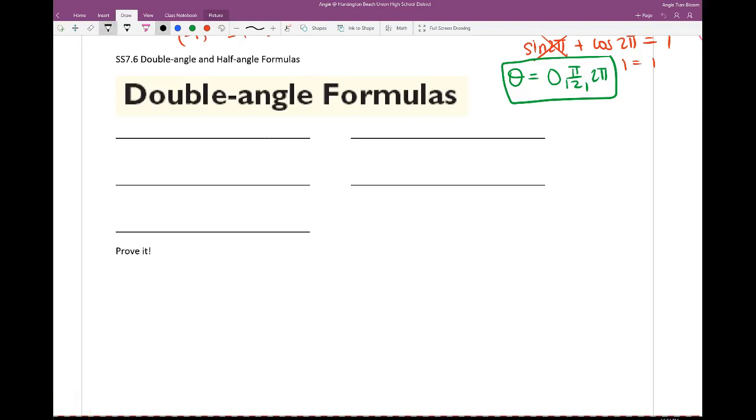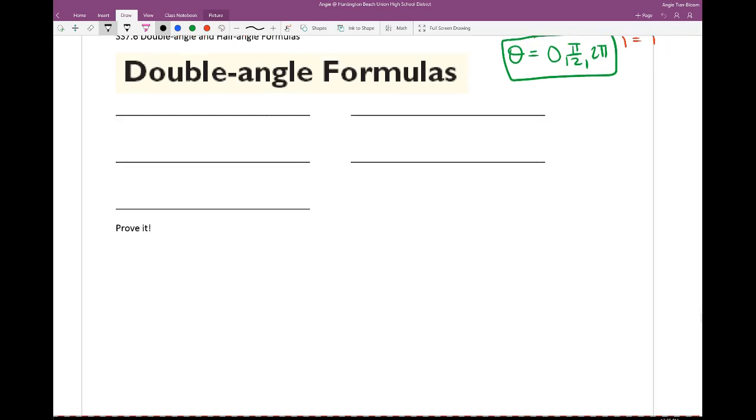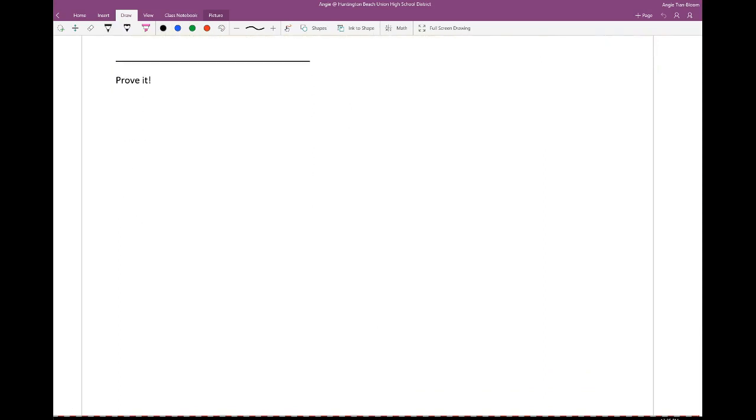This is 7.6. This is the last section in chapter 7, and then we will soon have a chapter 7 test, okay? So keep that in mind. Before I give you all of the identities for the double angles, I'm going to prove it first to see how or why we are using these formulas, okay?